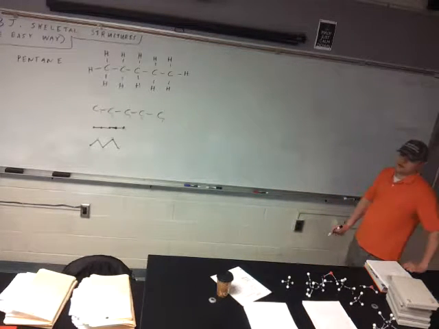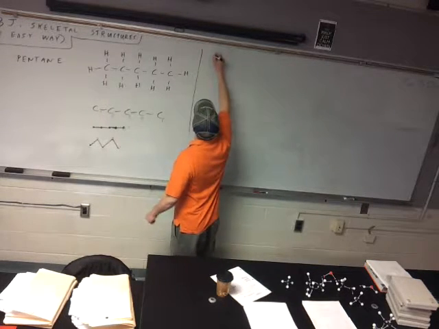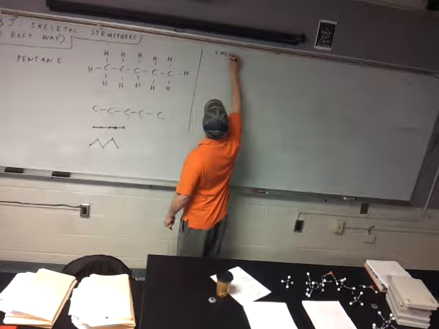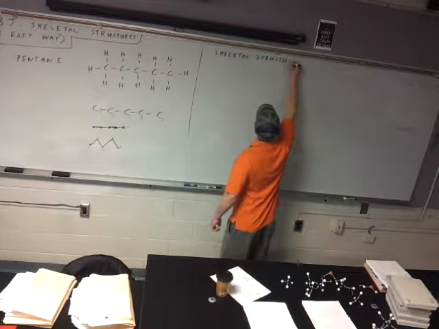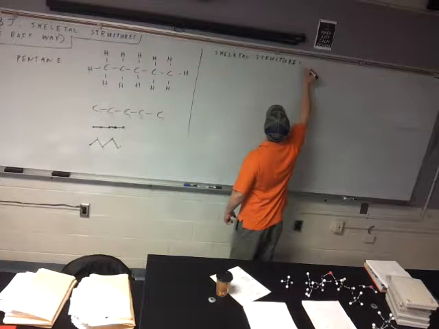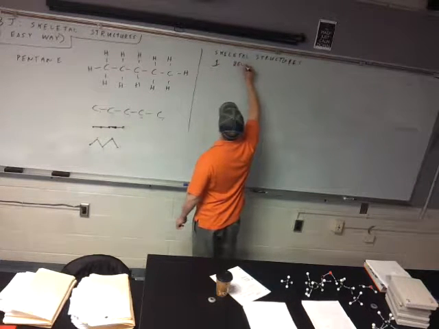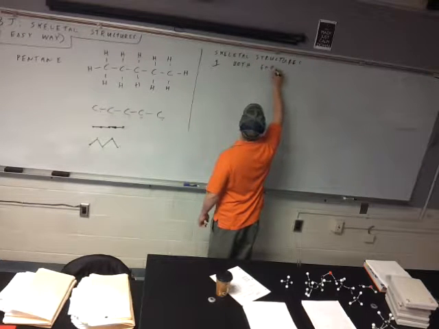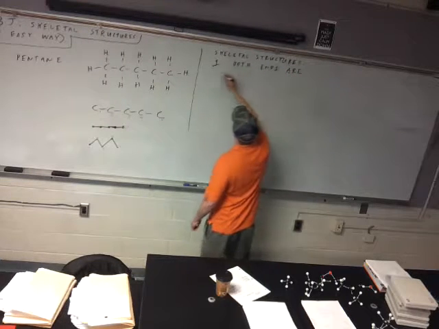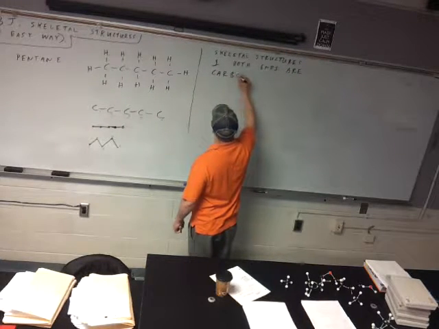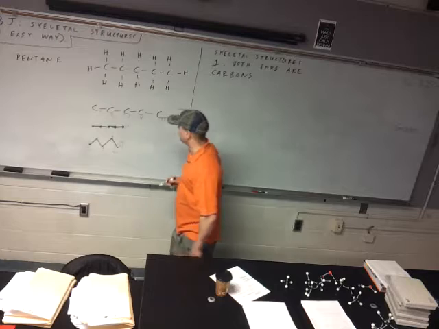We're not even drawing carbons, all we're doing is drawing lines. And the rules are these. I'll give you the rules here. This would be skeletal structure. These are called skeletal structures. I think that's what they're called. Rule number 1. Both ends are carbons. So this is a carbon, one end, and this is a carbon on the other end.